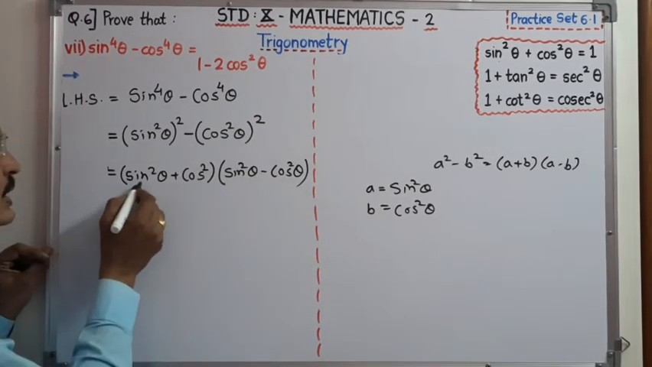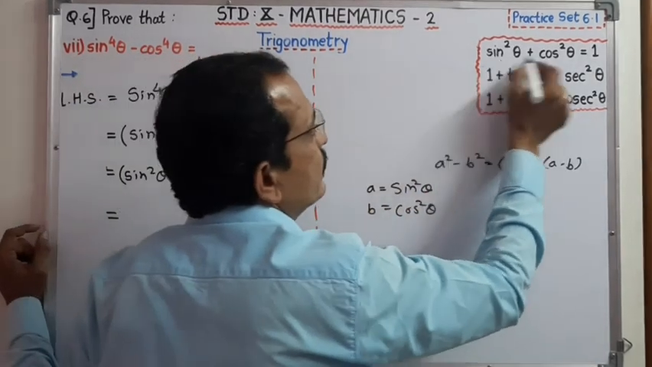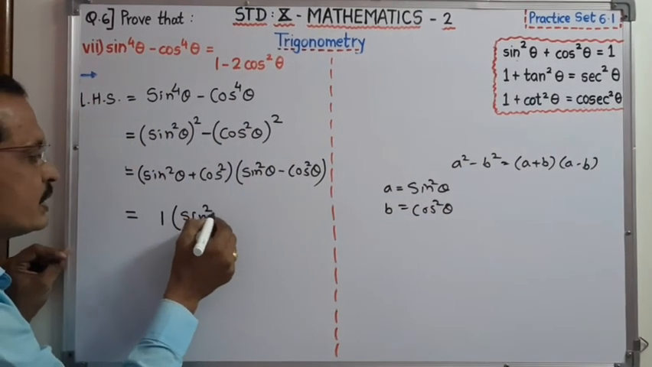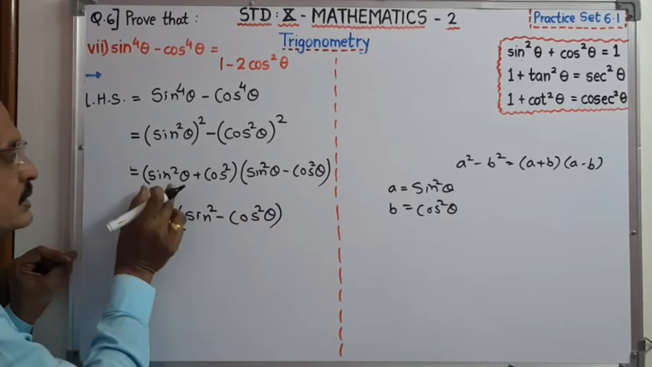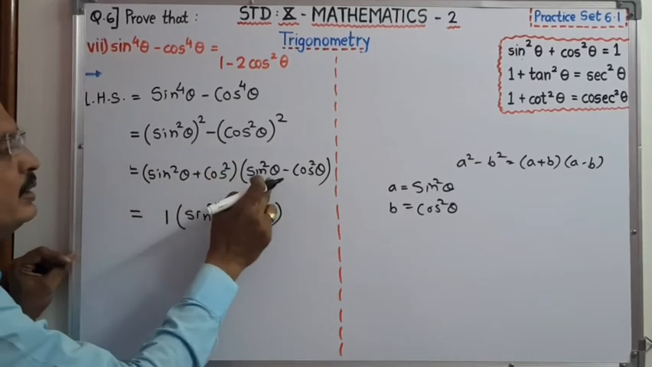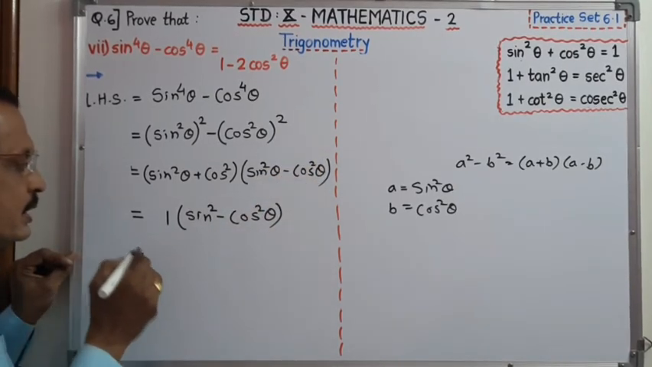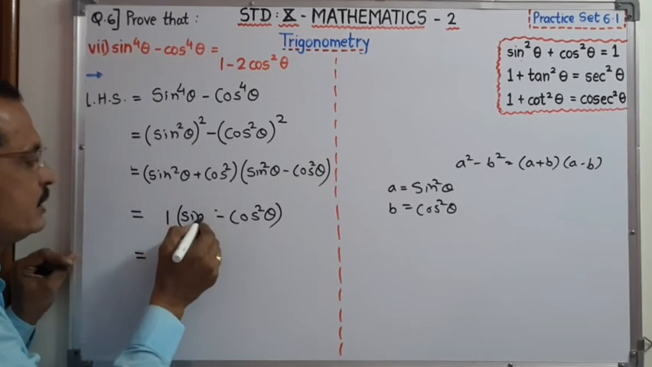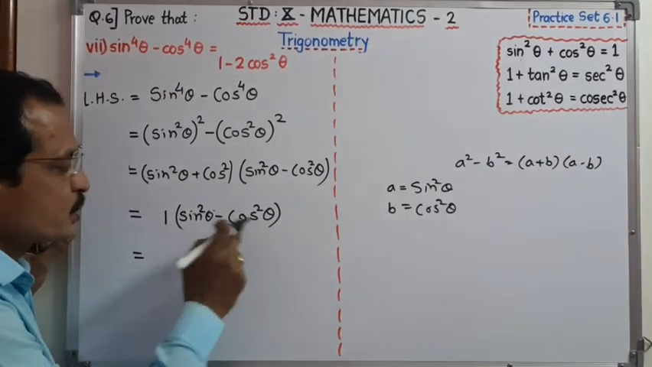Now, dear student, sin square theta plus cos square theta is equal to 1. Into bracket, we write here sin square theta minus cos square theta. Got it? See, dear students, instead of this sin square theta plus cos square theta, it is 1, and this sin square theta minus cos square theta remains as it is. Now, dear students, here we have to write sin square theta minus cos square theta.